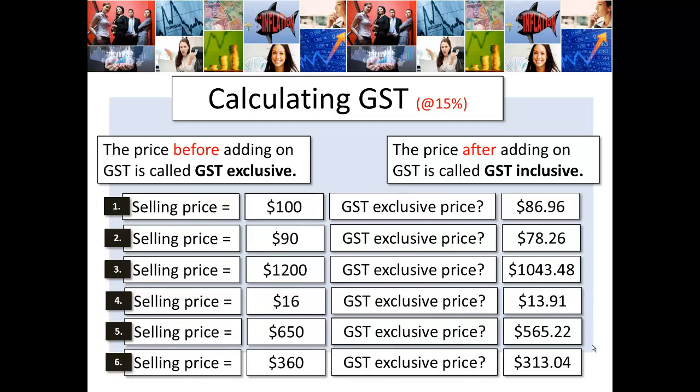And the answers, dividing these by 1.15, we have $86.96 right down to $3.13 and 4 cents. And that's done by dividing that selling price by the magical figure of 1.15.